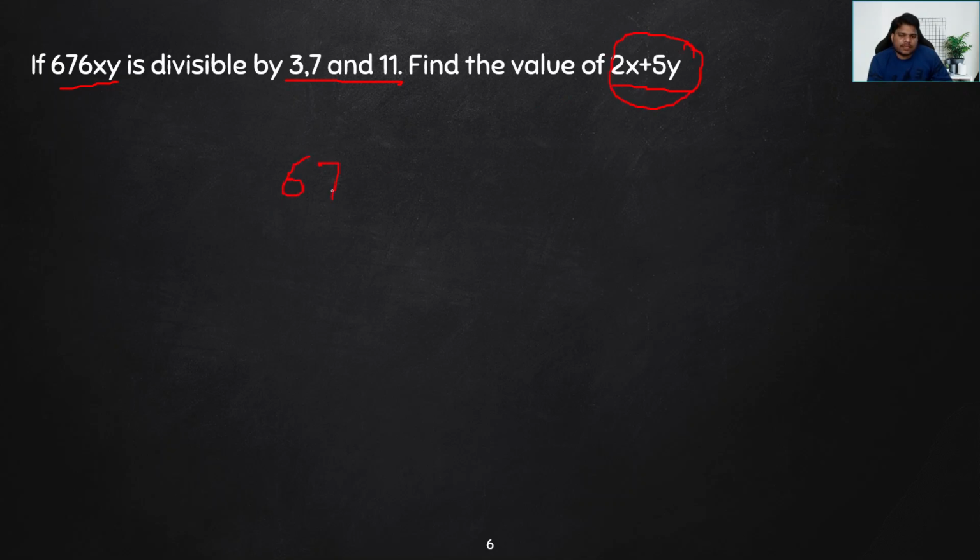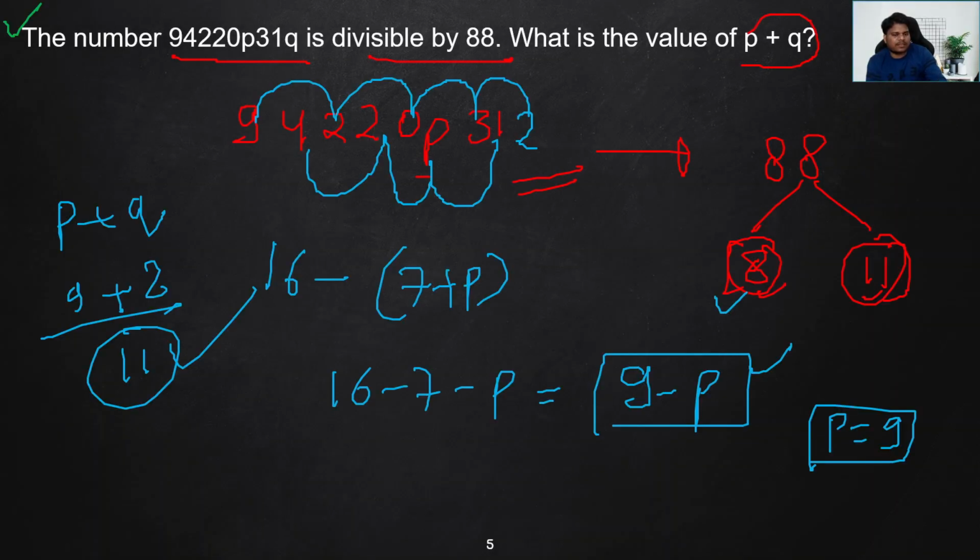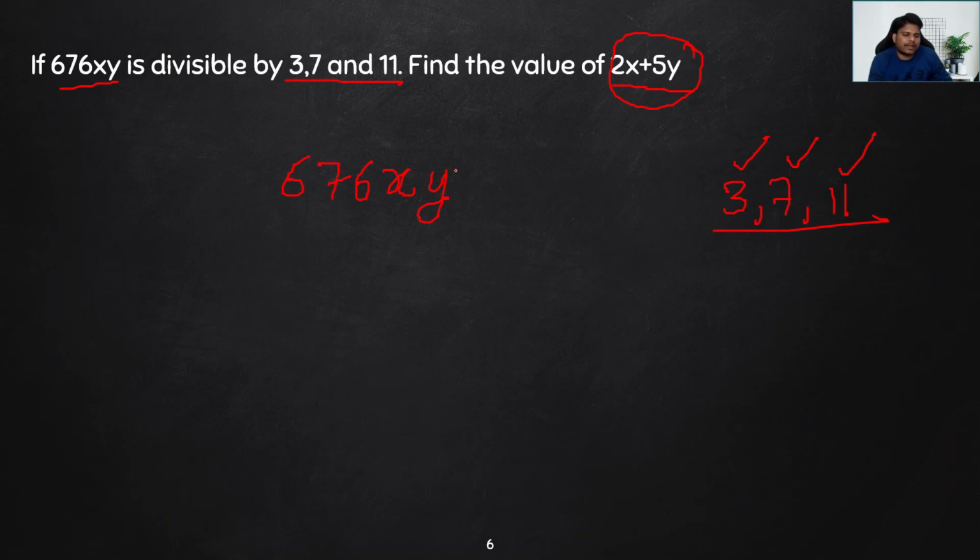So basically 67xy is divisible by 3, 7 and 11. Normally you know the rule for 3, the rule for 7, the rule for 11. So you'll get equations, right? And using that you can find the value of x and y. Simple. In the same fashion, like we did this earlier, similarly you can find the value for y also.